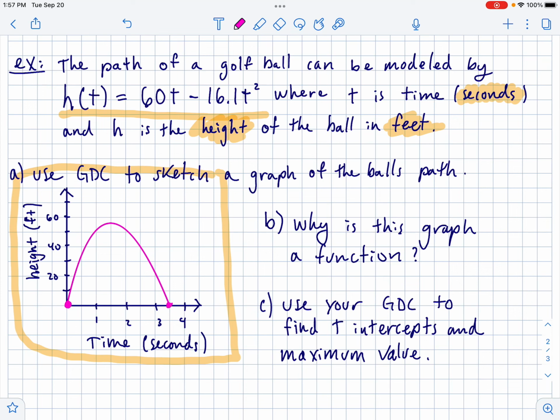It's supposed to look like a parabola, but I think my iPad program kind of auto-corrected it to a slightly weird parabola. Anyway, part B, why is this graph a function? Well, if you look at it, it passes the vertical line test. If you put a vertical line anywhere on here, it's only going to touch once. So we'll say it passes the vertical line test.